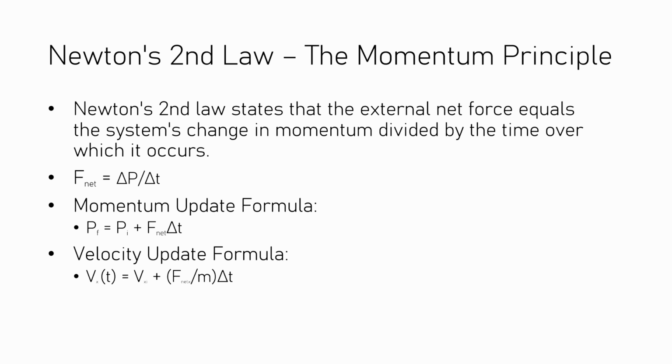Newton's second law, also known as the momentum principle, states that the external net force is equal to the system's change of momentum divided by the time over which it occurs. And you can see the formula down here. F net is equal to the change of momentum divided by the change in time.